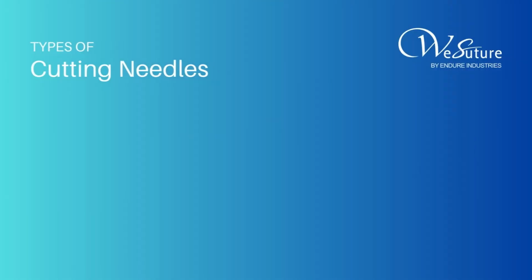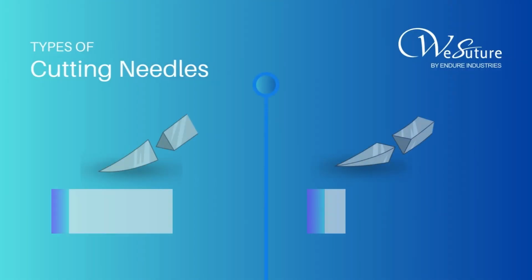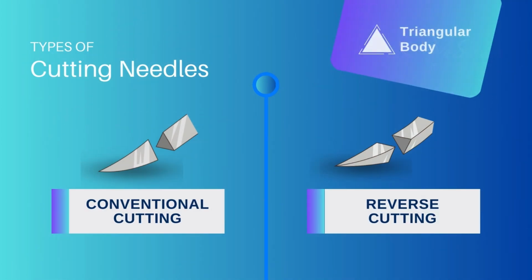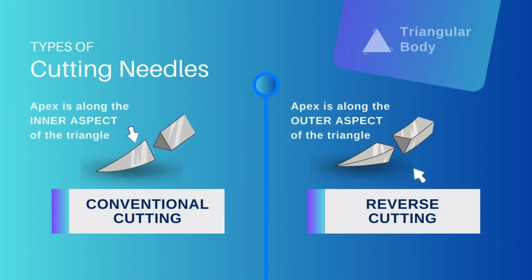Within the category of cutting needles, we have two main variations: conventional cutting needles and reverse cutting needles. On conventional cutting needles, the sharp apex of the triangular body is positioned along the inner curve of the needle. On reverse cutting needles, the sharp apex is located on the outer curve of the needle. This design reduces tissue damage and is especially beneficial for suturing skin edges, as it prevents the suture thread from cutting into the tissue.